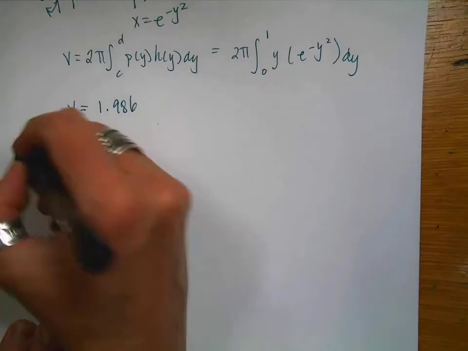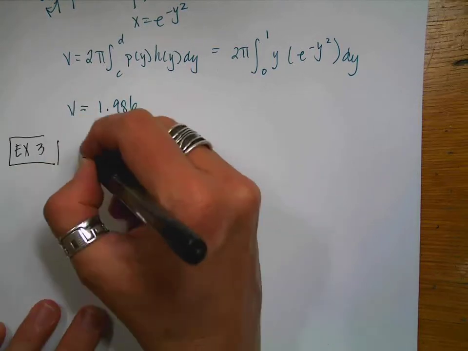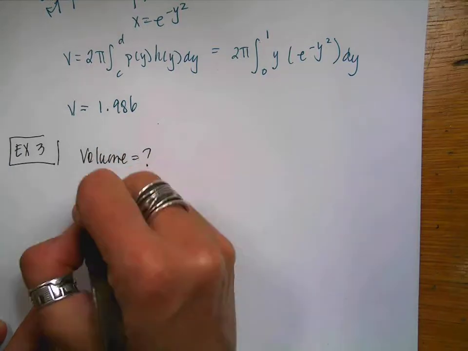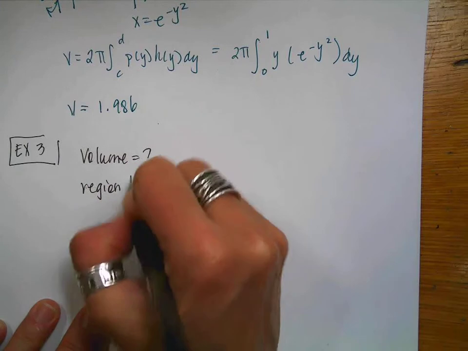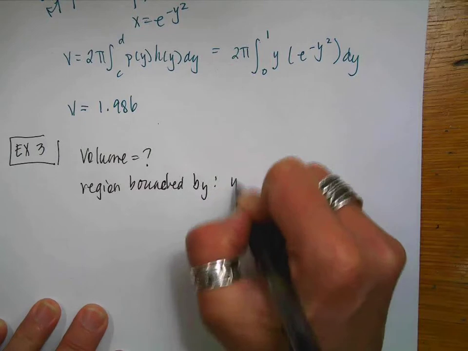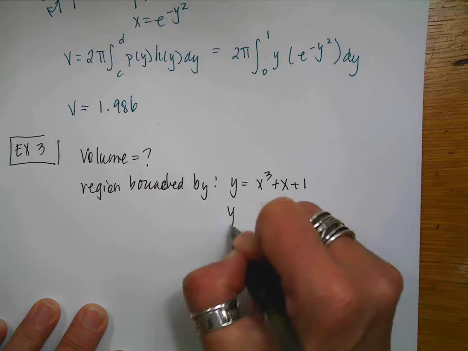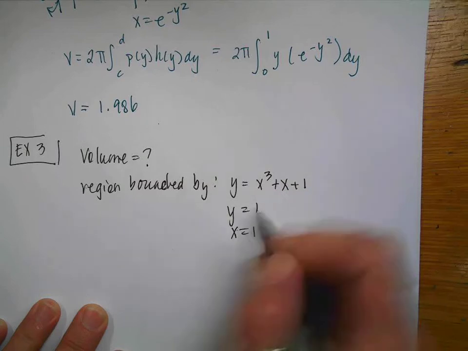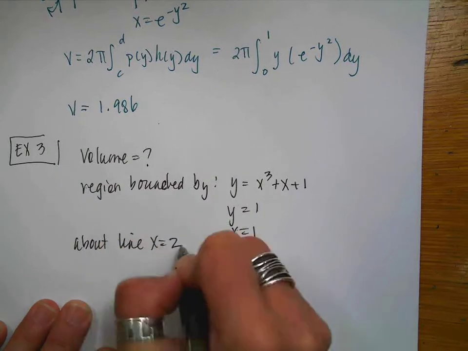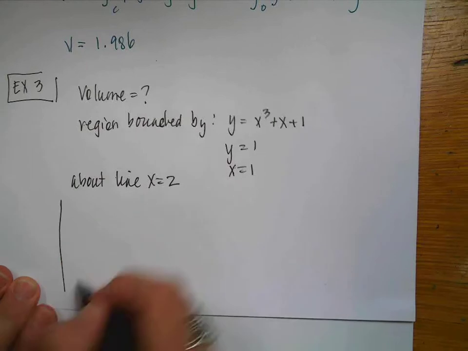All right, as we move on to example number 3, it's going to look a little bit different. So find the volume, and my region is going to be bounded by y equals x cubed plus x plus 1, and then y equals 1, x equals 1, and it's going to be about the line x equals 2. Alrighty, so let's just draw what we have.